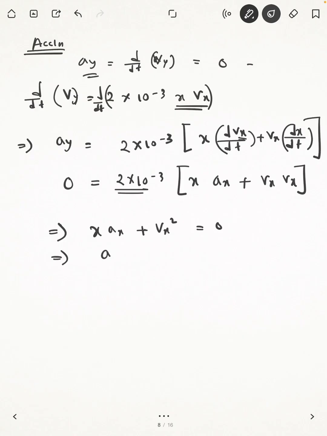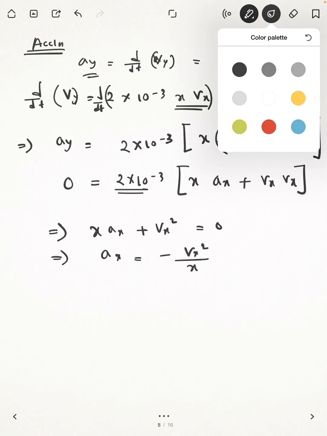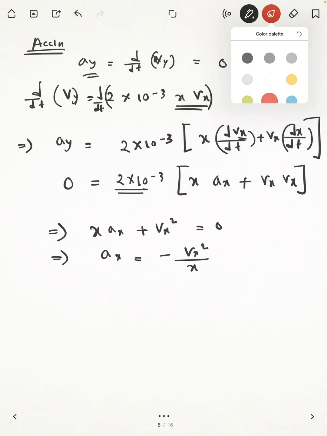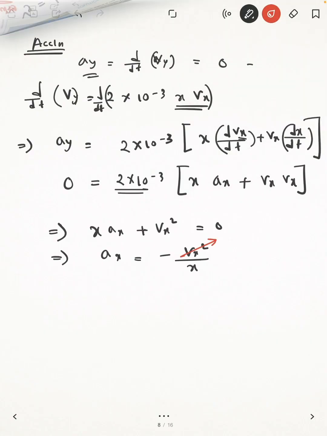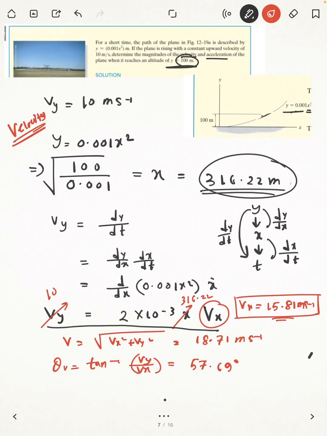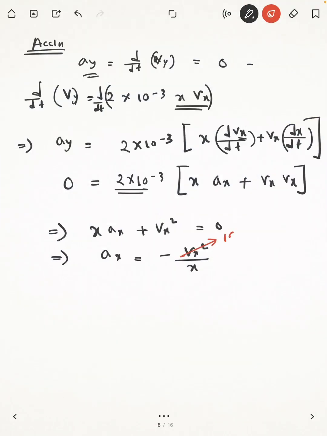So from here we need to find the value of ax. Ax should be minus vx squared divided by x. What should be the value of vx squared? From here, vx is given as 15.81, so 15.81, and x should be 316.22. So if you do the calculation, you end up with negative 0.791. That should be the ax.